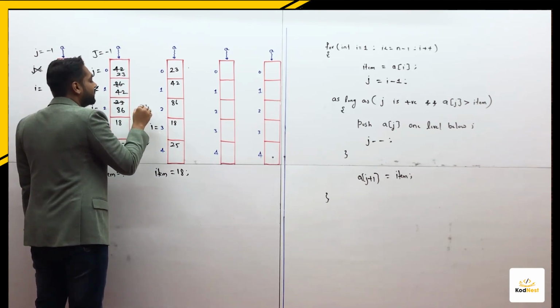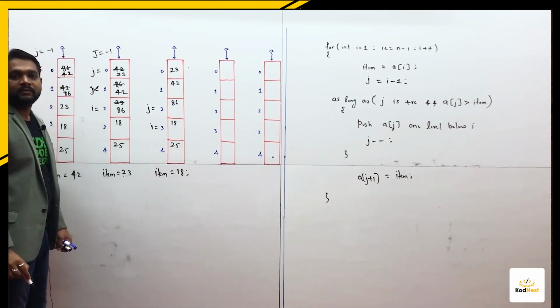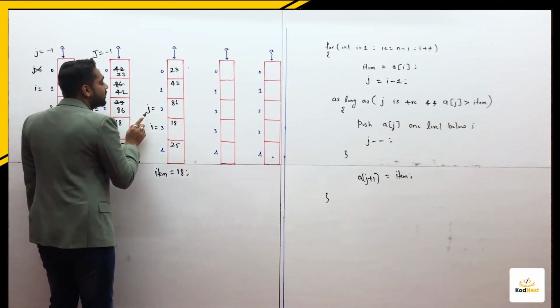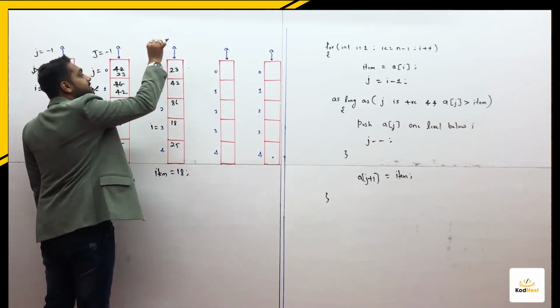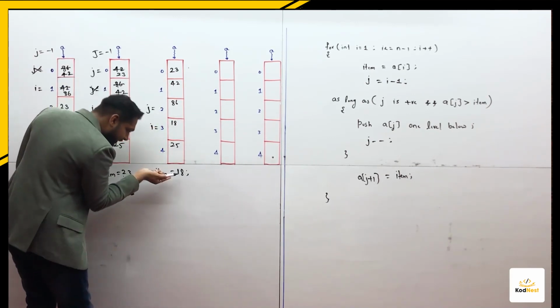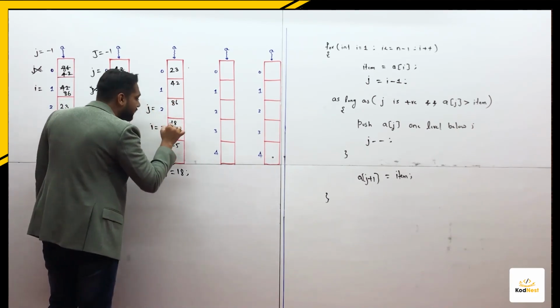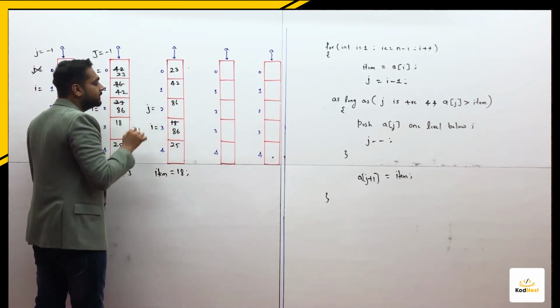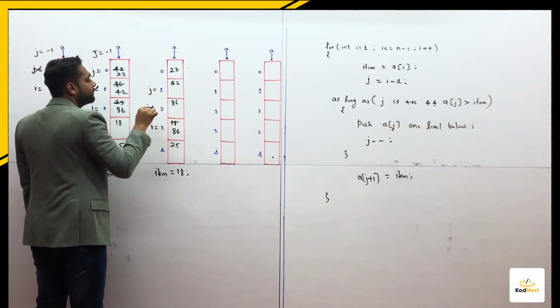Place j one level before I. Enter the loop. As long as j is positive and A of j is greater than item, push A of j one level below. Pushed. Decrement the value of j.